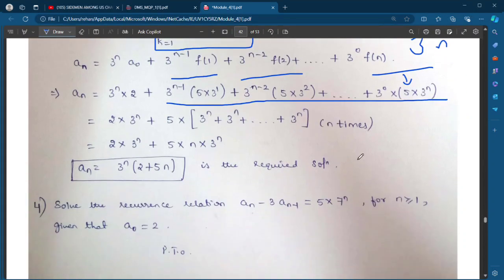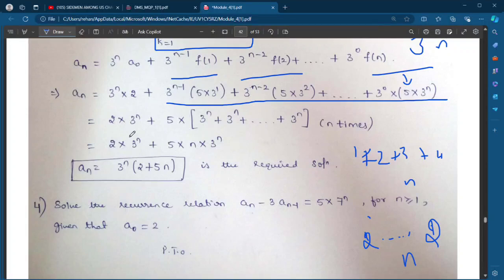Simple, right? See, suppose I have 1 plus 2 plus 3, so on up to 4, if I have, I will say that it is n number of times. Suppose I have only 1, so on up to 1, n number of times. Let us take 2: 2, 2, 2, 2, 2, 2. So how many times are there? N number of times. That's why I am multiplying n with 3 power n.